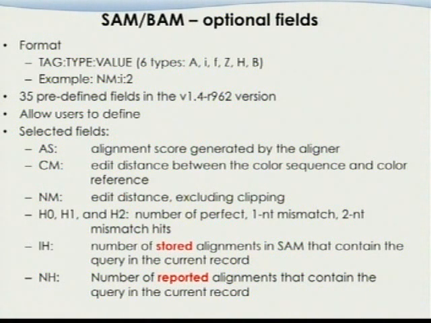And the IH is the number of stored alignments in the SAM file, and the NH is the number of reported alignments that is not included in the SAM file. This IH number is one thing that my lab specifically looks at, okay? For example, if the IH number is equal to 1, that means this is uniquely mapped to the reference genome, okay? If it's 100, that means these reads are aligned 100 times in the reference genome. I may not get the right information. I don't know which exact location it comes from. Okay, so this is a very important tag that we always look at.